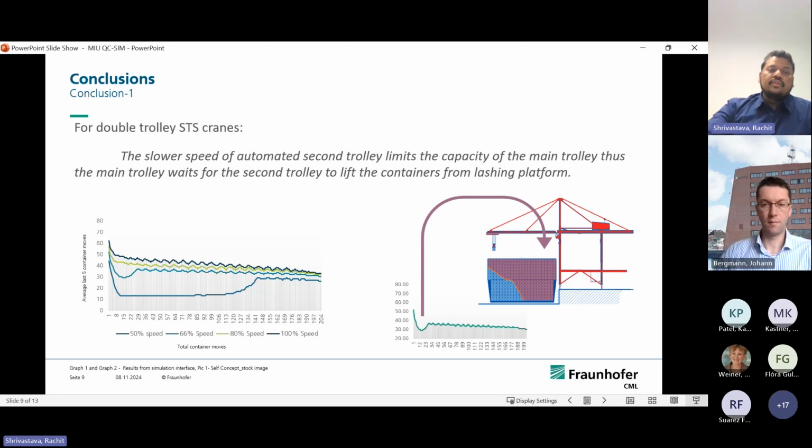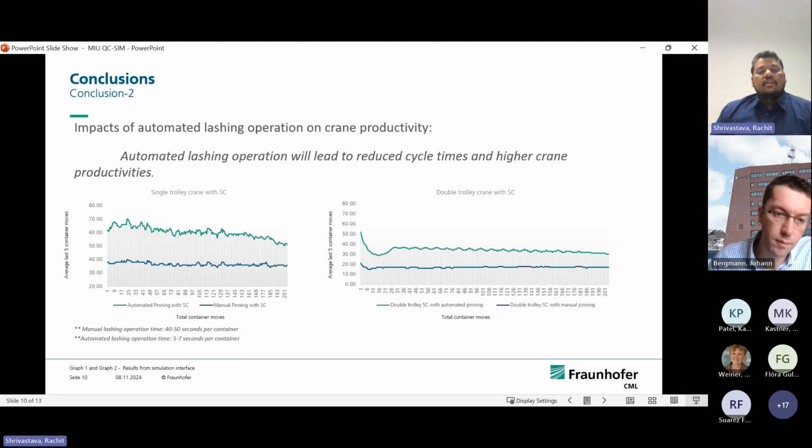The second conclusion we developed is for the lashing operation. It was clearly seen that with single trolley ship to shore cranes, with straddle carriers along with AGVs, here the result for the straddle carrier is that with a single trolley, the expected results were around 57 to 58 containers throughput per hour.